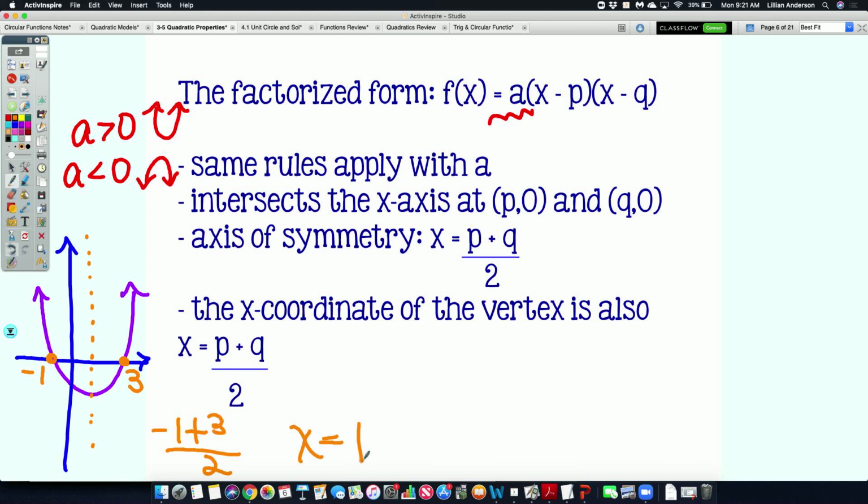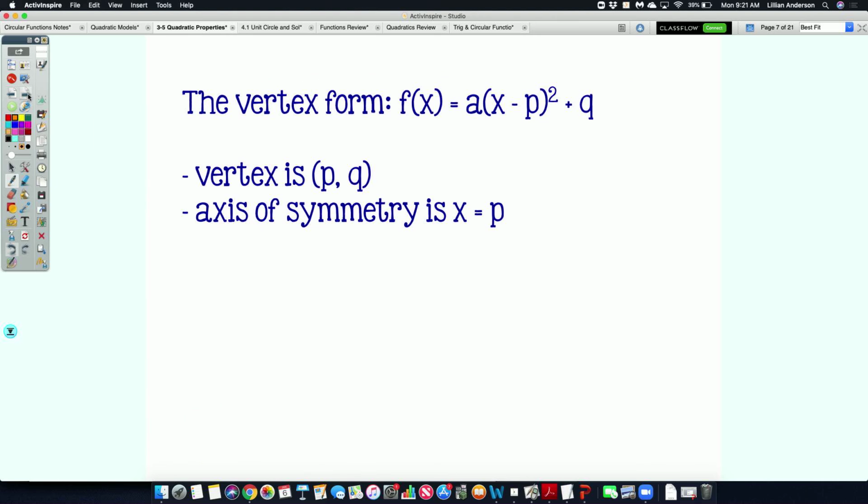Questions on factor form? Last one is vertex form. f of x equals a(x minus p) squared plus q. It's called vertex form because in this form you are given the vertex. The vertex is (p, q). The axis of symmetry is the x-coordinate of the vertex, so it's nothing but x equals p. The same rules apply for a that they would for any of the other forms, and that's pretty much it. Okay?